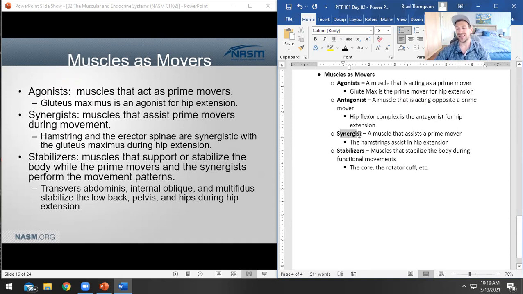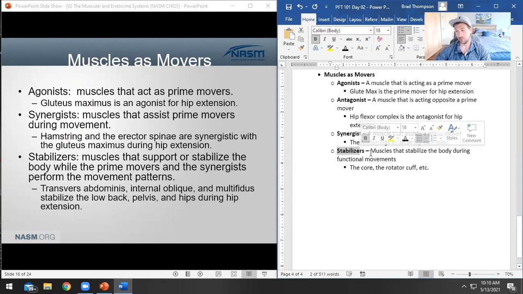Then you have got synergist muscles, and synergist muscles are there to help your prime movers. They're there to assist your agonist. Your hamstrings, for instance, also do a little bit of hip extension, but they're not great. They're mostly in charge of knee flexion. That's mostly what your hamstrings do. But they do assist just a little bit with hip extension. So your hamstrings are there to help during your squat, right?